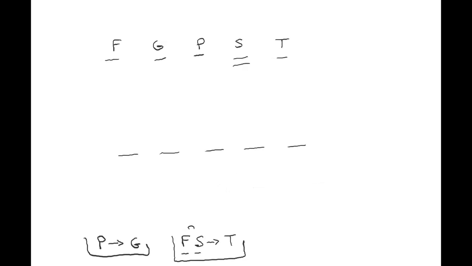P and G can each be second because F and S could be third and fourth. T is the only one that can't be second, and that's because T is preceded by 2 letters. So the answer there is B. There are 4. Question number 10.